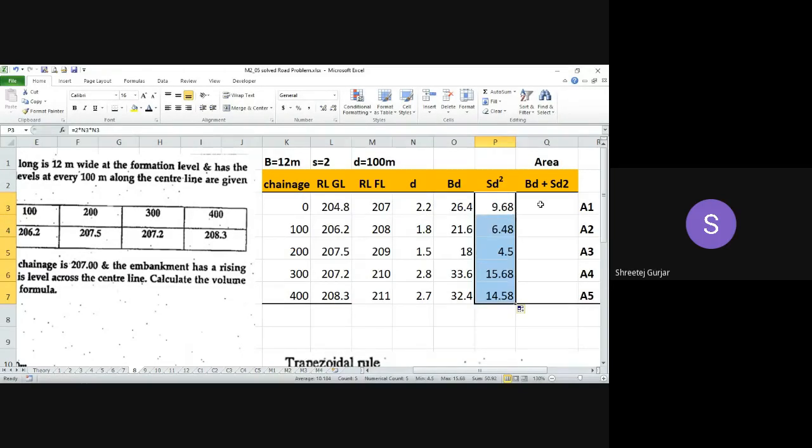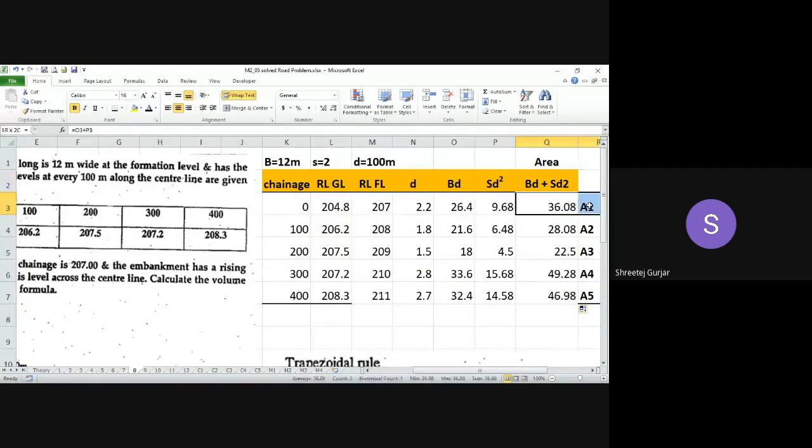Now the area column. Area is equal to BD plus SD squared. So we have found out area using this formula, BD plus SD squared, right? Whatever we require to calculate area, we have prepared in the appropriate table. So we need D, we need BD, we need SD squared.